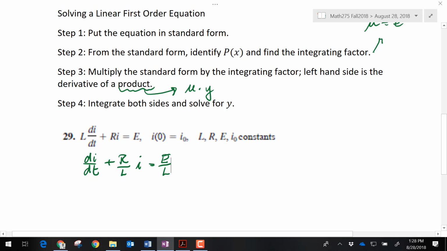And then we identify your p of x and find the integrating factor. So our p of x is R divided by L, which is a constant. And then find our integrating factor. So mu of t, just so we remember that our independent variable is t, is going to be e raised to the integral of R over L dt. And the integral of that is just R over L times t. So this is e to the R over L t. That's your integrating factor.